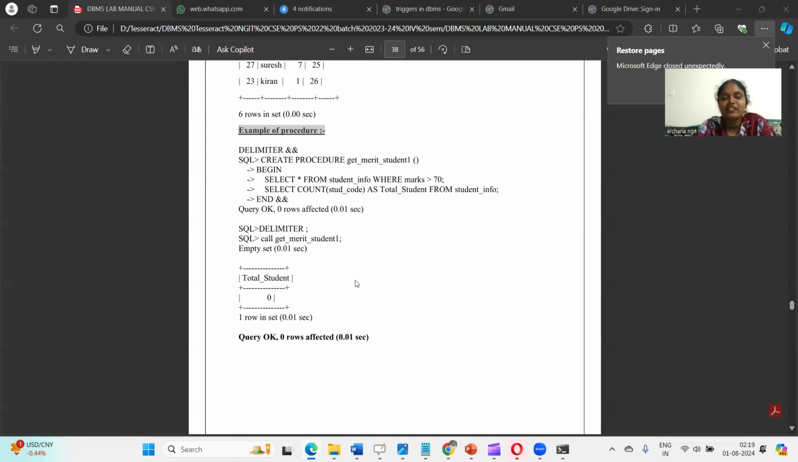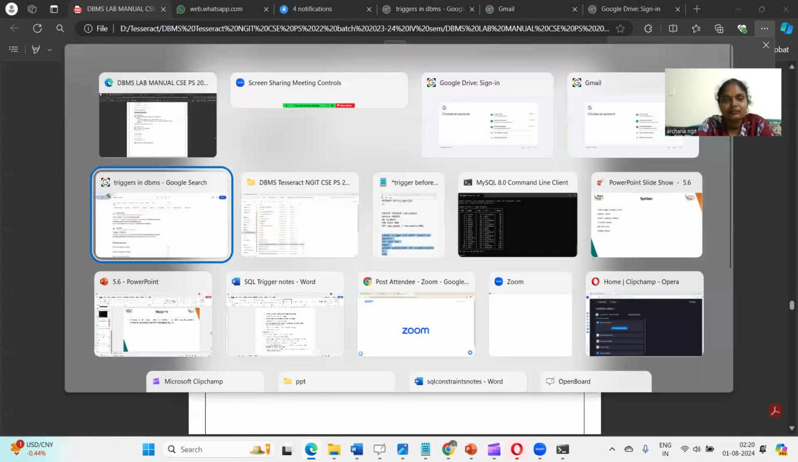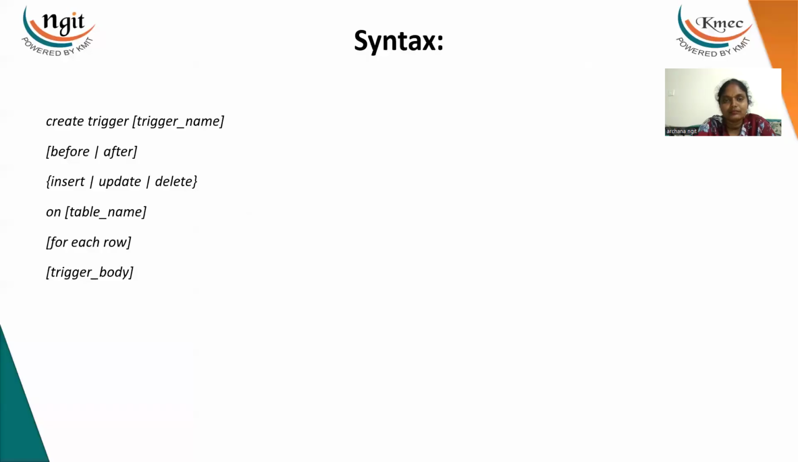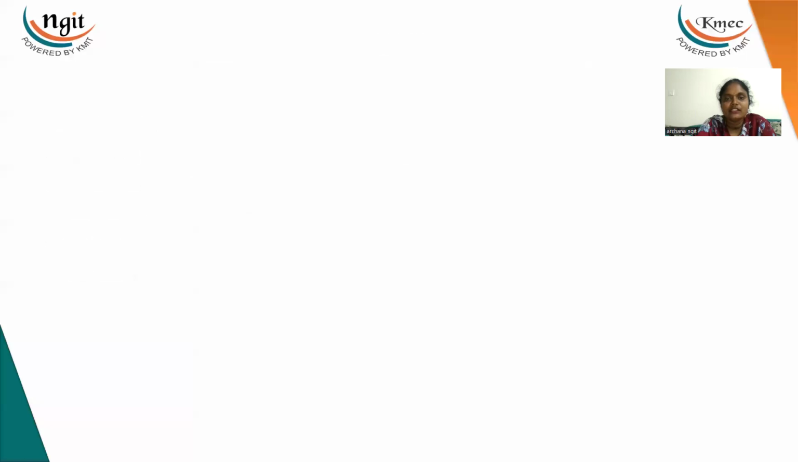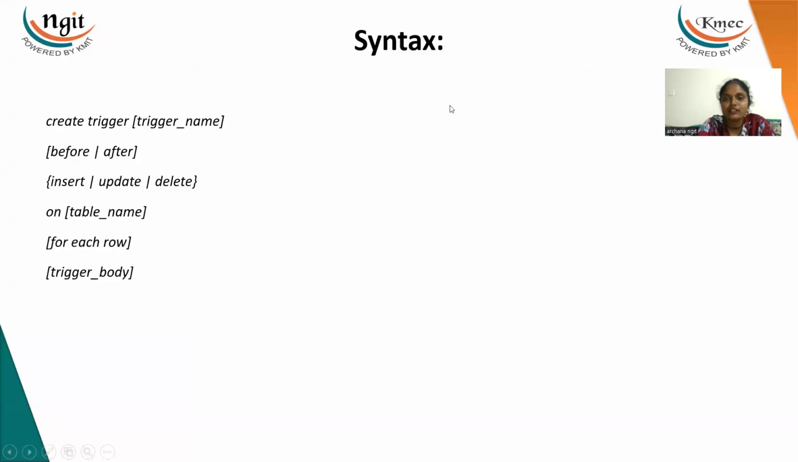So with this, experiment number 4 and then experiment number 6 is completed, related to triggers and then stored procedures. So that's it. This will be the end of our triggers.